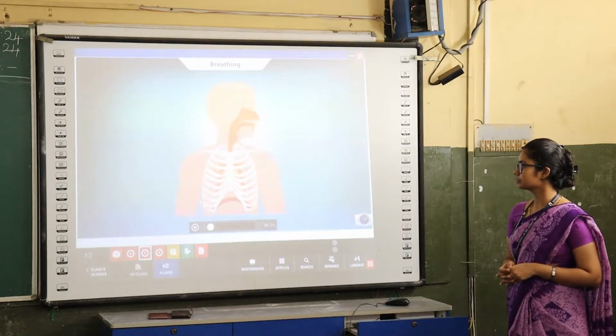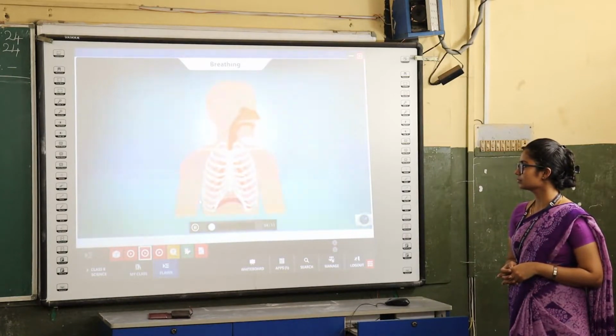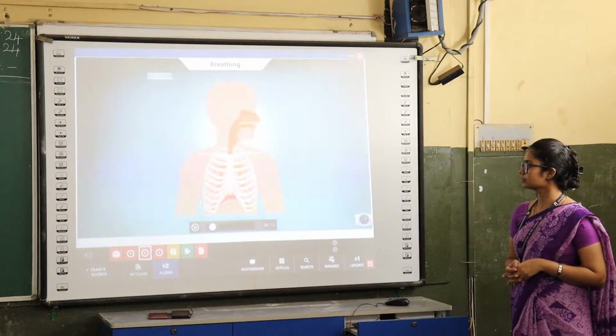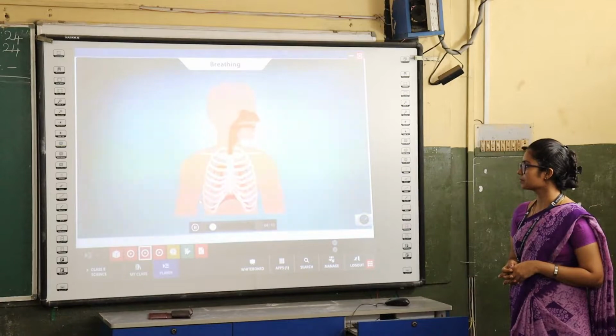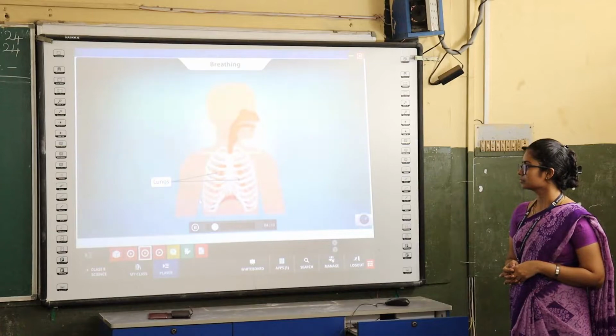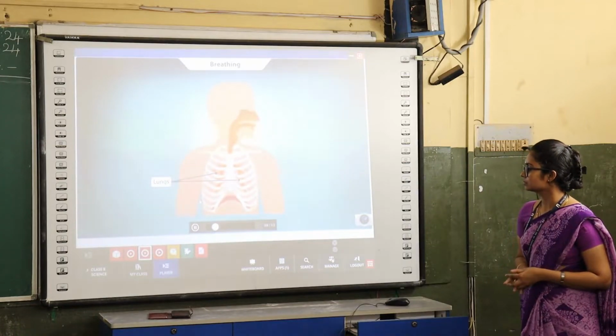In order to facilitate aerobic respiration, our body must take in oxygen from the environment and throw out carbon dioxide, a waste product of respiration. This gas exchange that is needed for respiration takes place in our lungs when we inhale and exhale. This is what we call breathing.